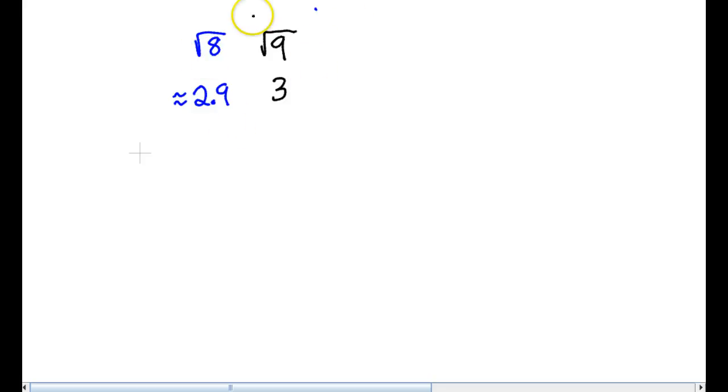So likewise, if I want to know approximately what the square root of 10 is, it's about 3.1. It's a little over 3 because that's just a little above 9. So you can use this to help yourself out.